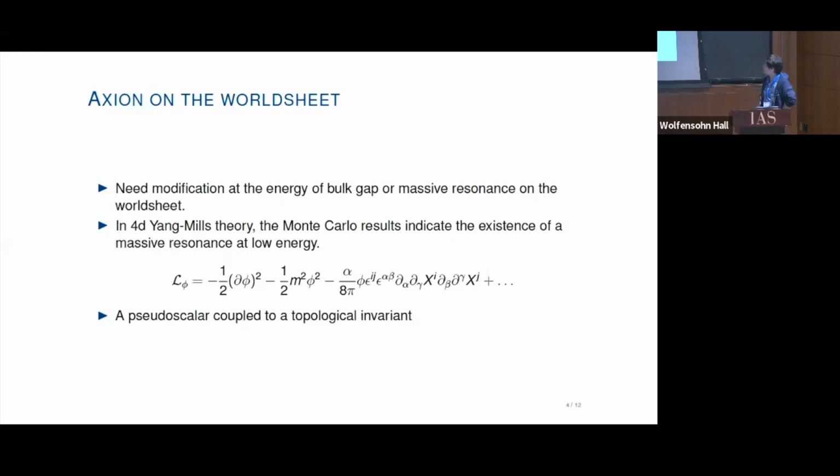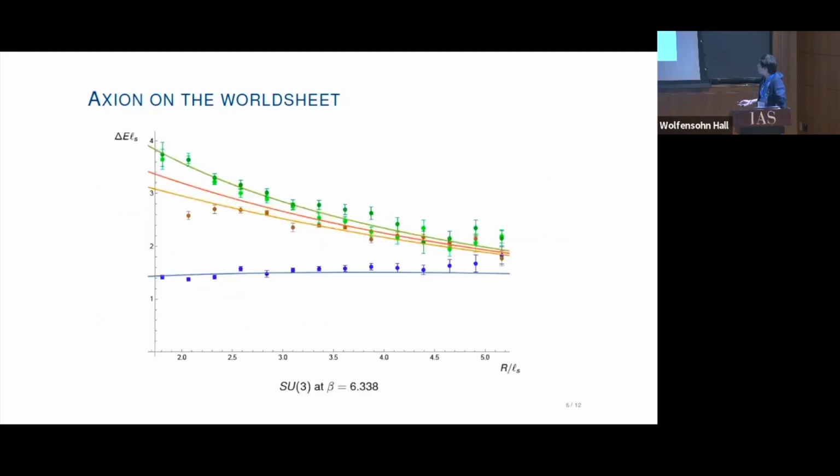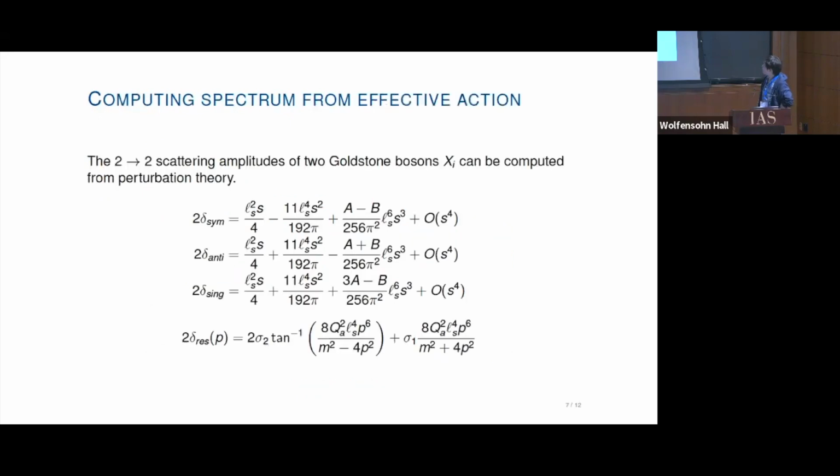In 4D Yang-Mills theory, the Monte Carlo results indicate that there is a massive resonance at low energy, which shall be described by this Lagrangian of the massive pseudo-scalar coupled to a topological invariant. And this is the plot that Sergey has already shown you this morning, but this is with the new data and higher precision, and we see that with including the axion, we get a much better match in terms of the previous Nambu-Goto prediction.